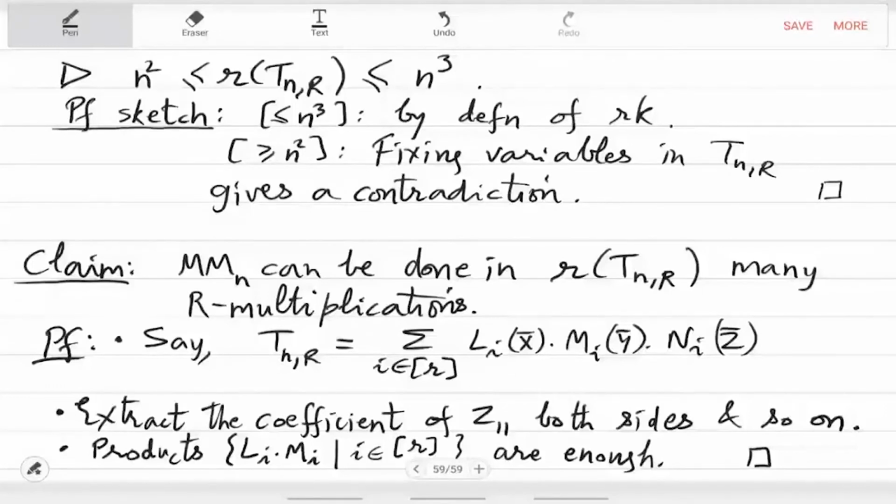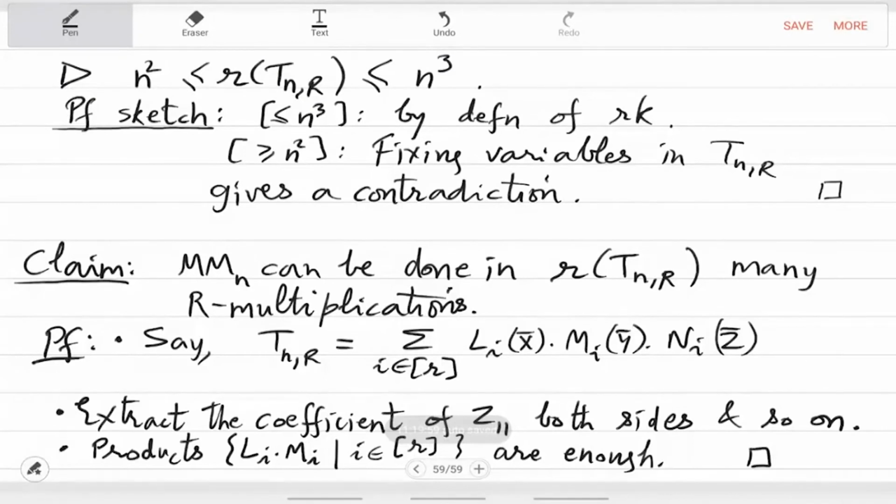And then by extracting these coefficients Z11, Z12, Z21, Z22, you get all these 4 expressions in terms of 7 products. And the same thing in general will work. You will only have to do R multiplications, little r multiplications in the base ring. Is that clear? Okay.